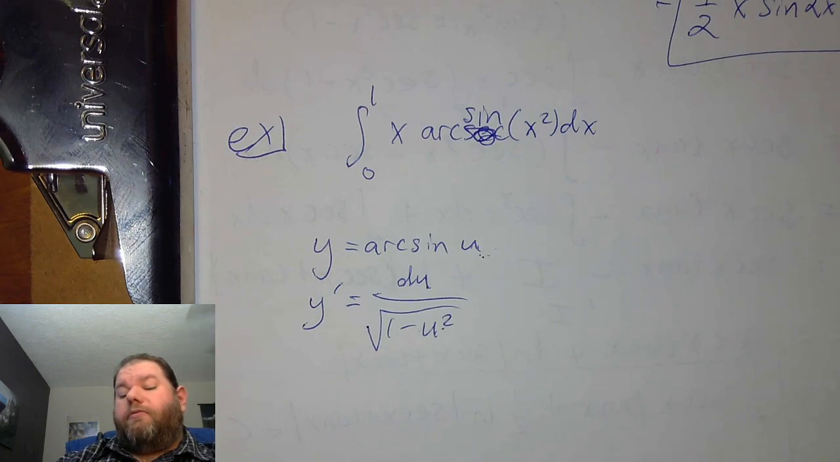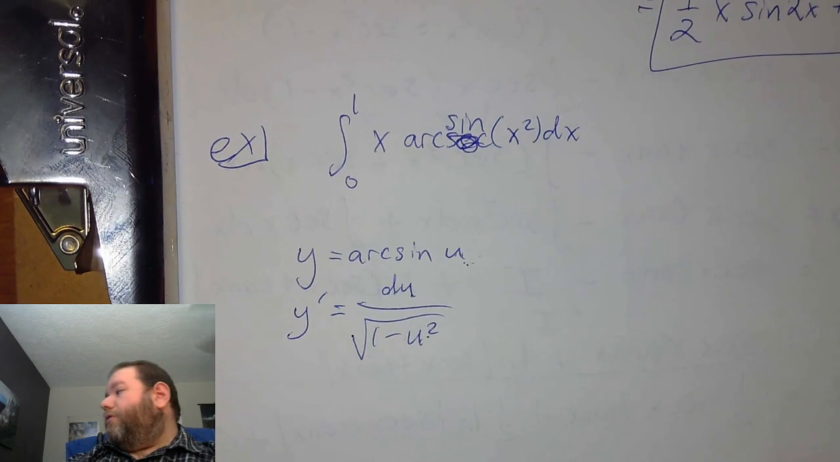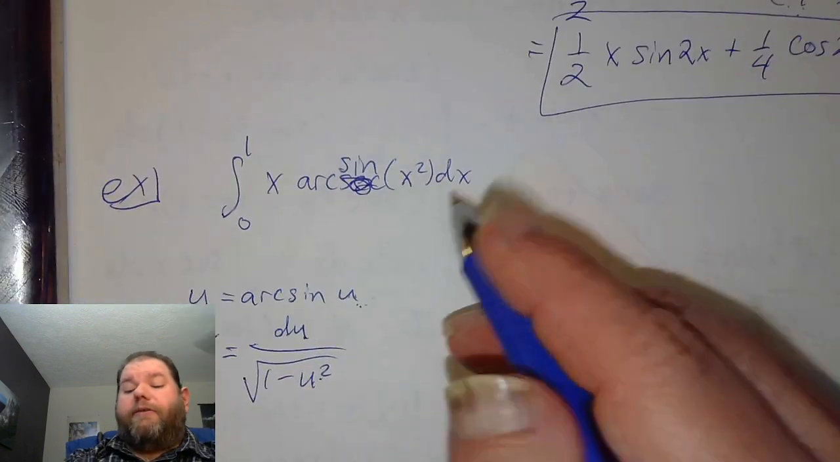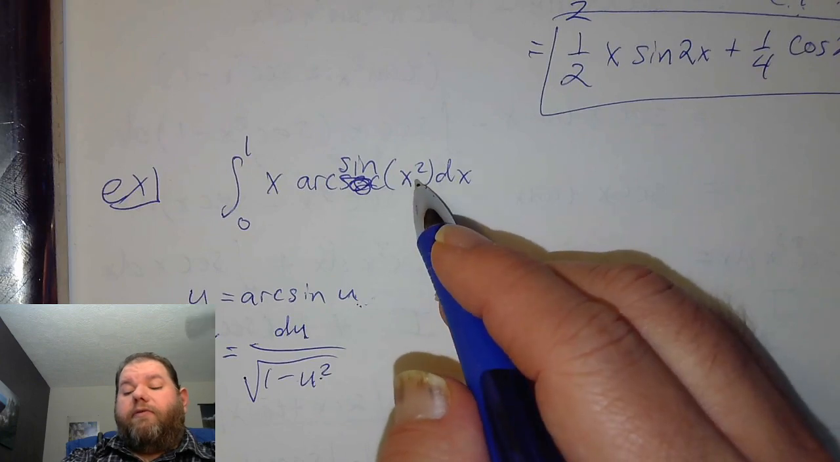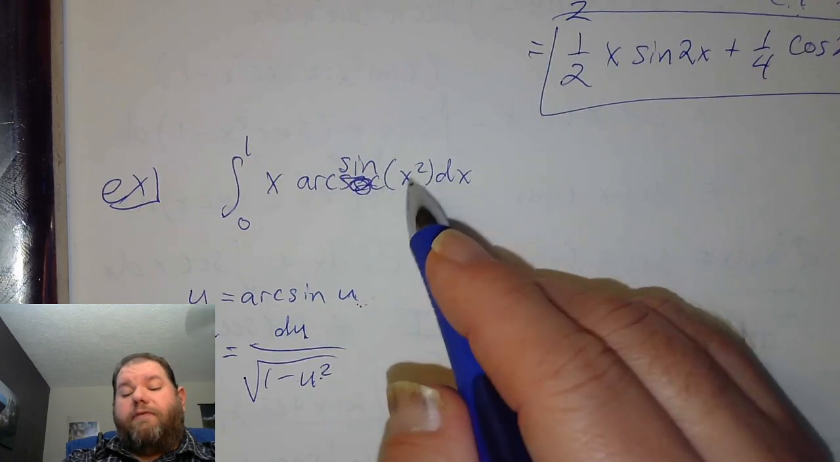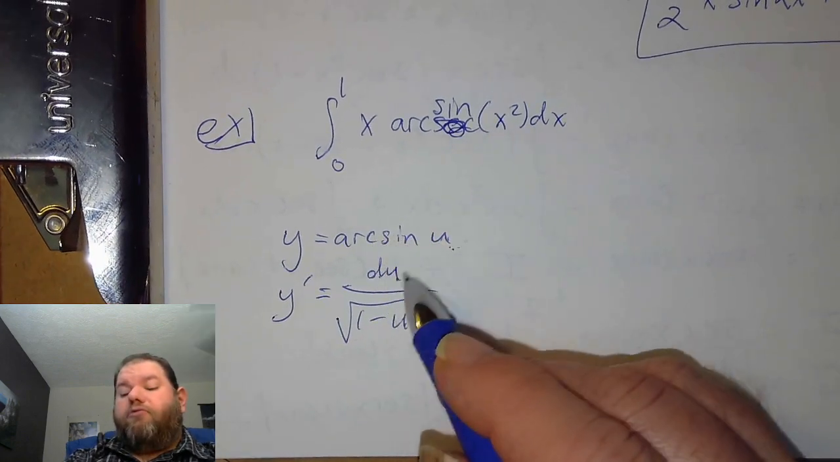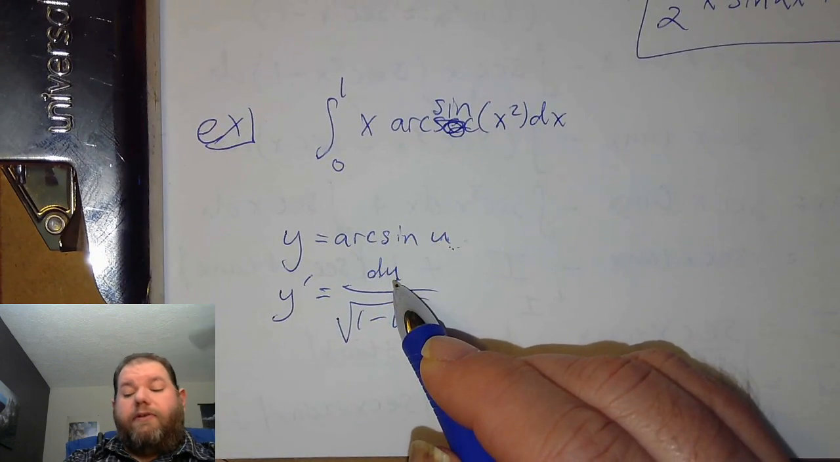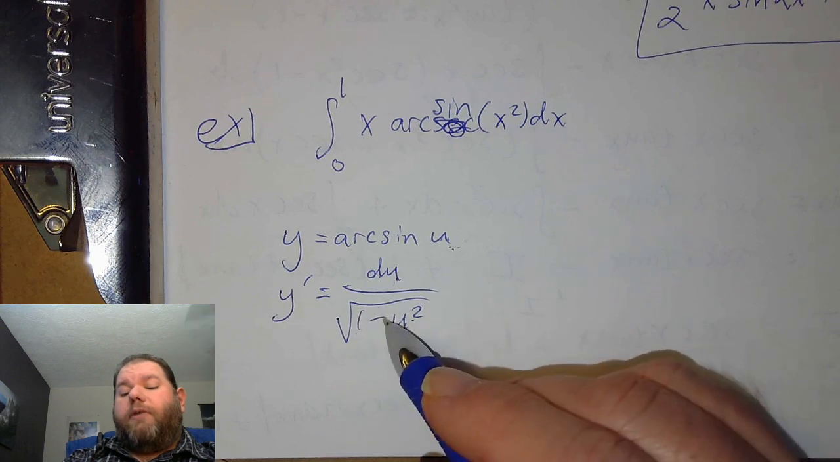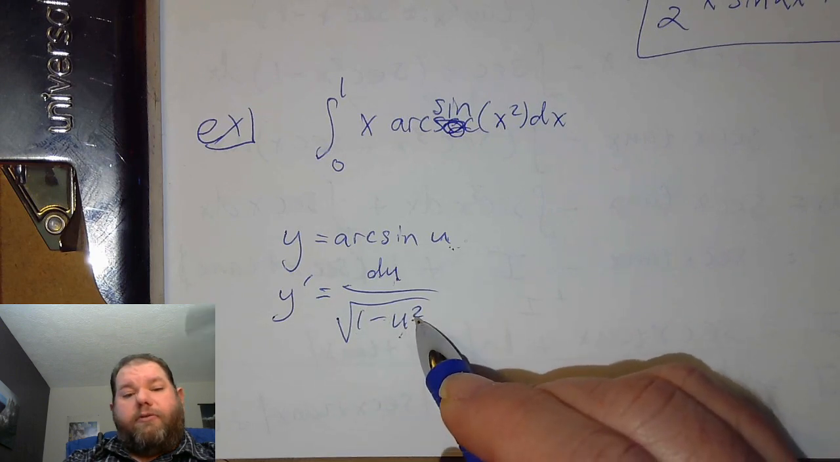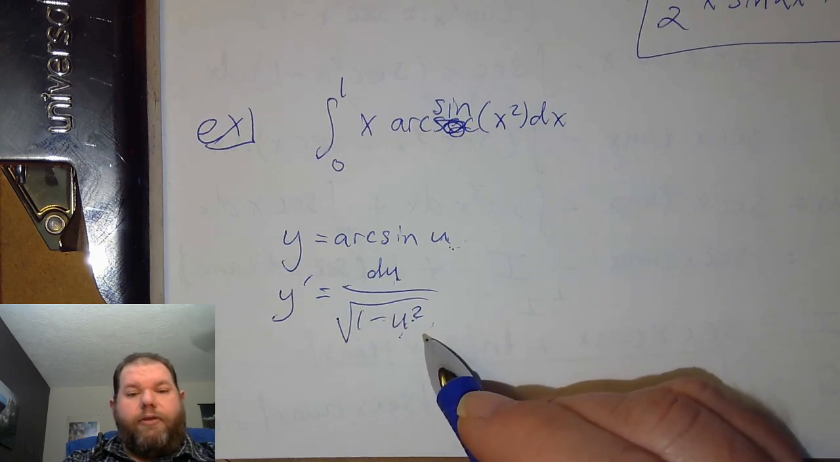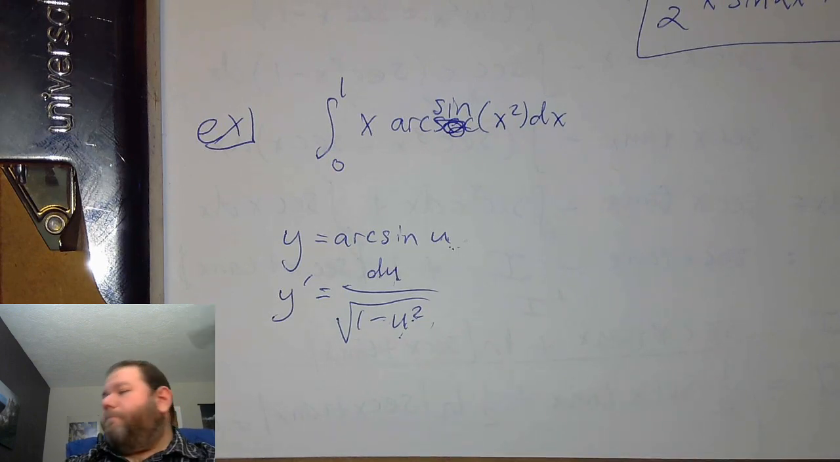So the u in this case would be the x squared. If we wanted to differentiate arcsine of x squared, we would get the derivative of x squared, which is 2x, over the square root of 1 minus x squared quantity squared, which would be 1 minus x to the fourth. This one's going to be kind of weird. Anyway.